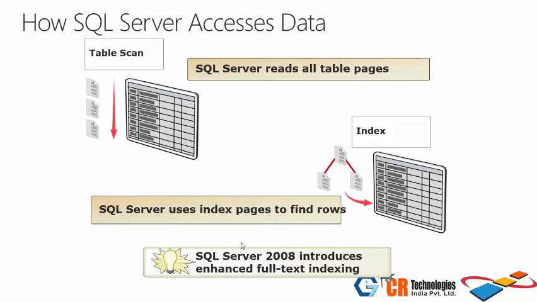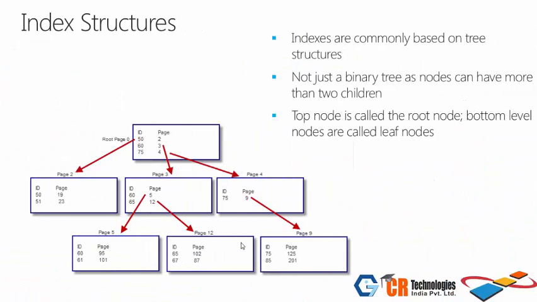Now, SQL Server accesses data in two possible ways. Either it scans all the pages that belong to a particular table and finds the rows or records that are related to your query and gives you the output. Or, two, it could use an index to reach only those pages which contain the records that you're looking for and return your results. That's the way it works.